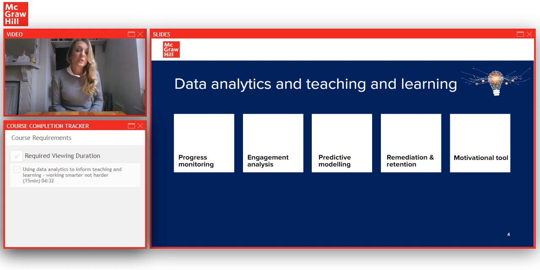And that in turn will fold into retention rates, which are also very important and an integral part of this discussion. The last pillar I wanted to look at was how we might utilize data analytics as a motivational tool.